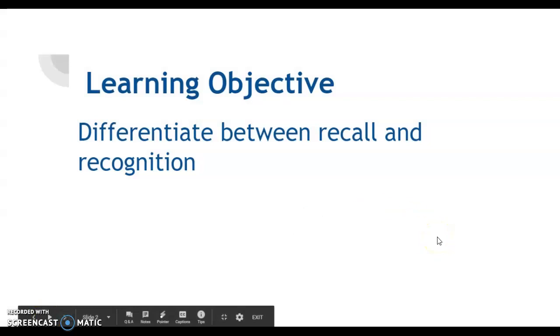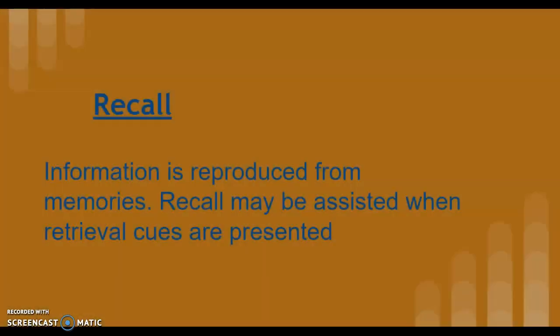Your learning objective for this is really just to differentiate between the two. So let's start with recall. A recall is when information is reproduced from memories. So recall may be assisted when retrieval cues are presented. Basically, the easiest way to remember recall is that it is pulling information out of nowhere.